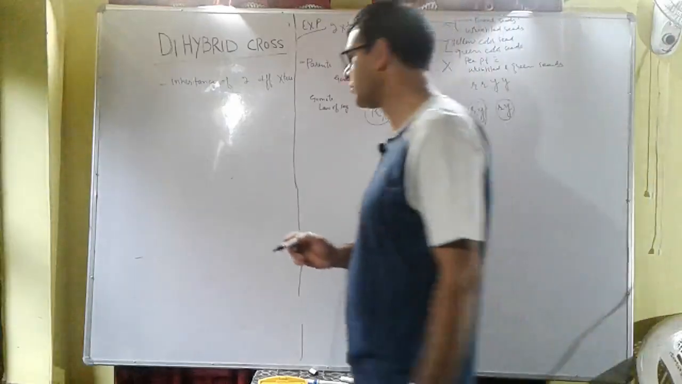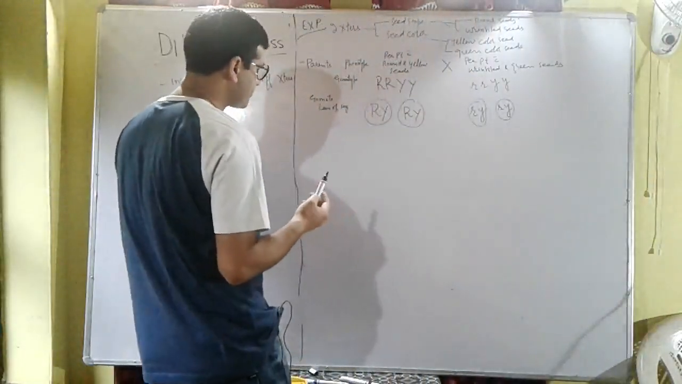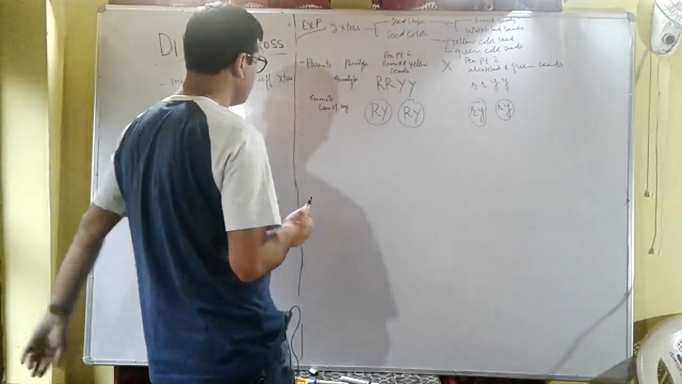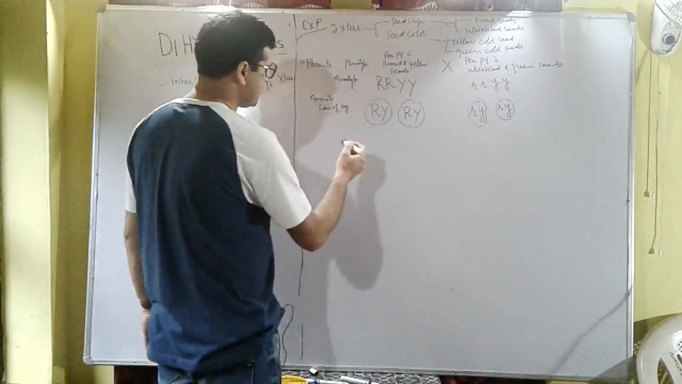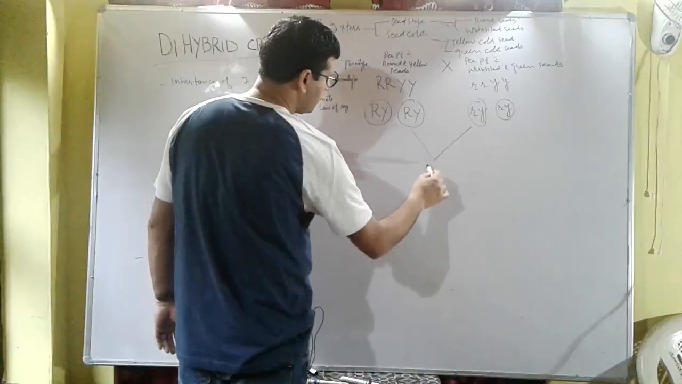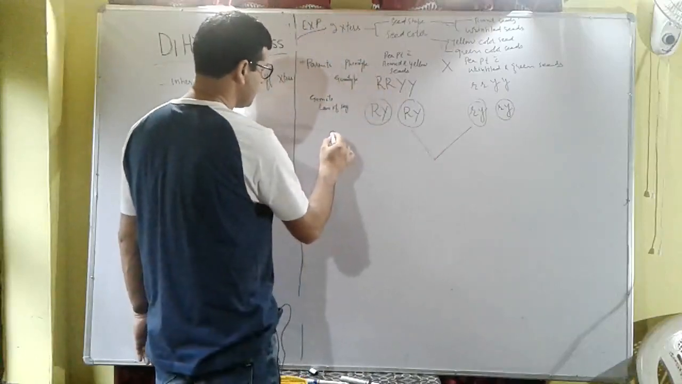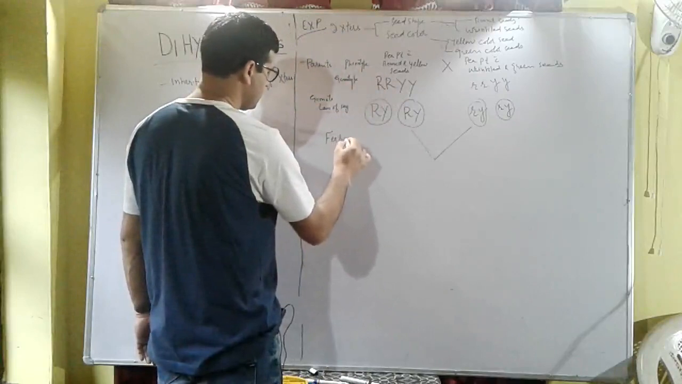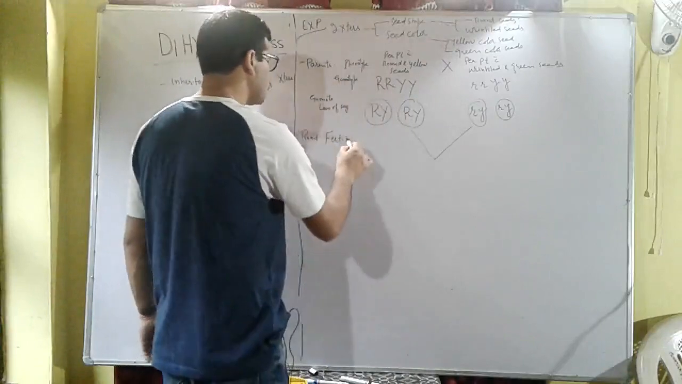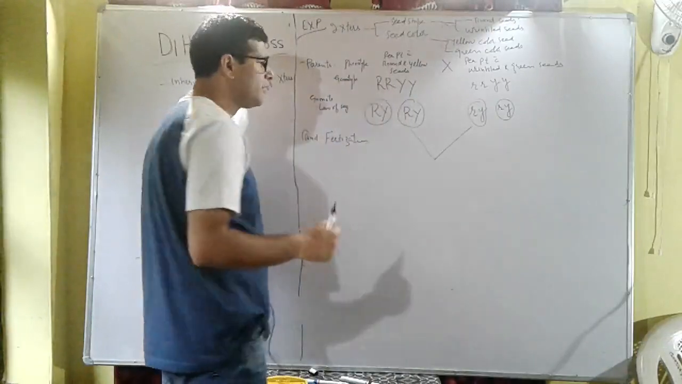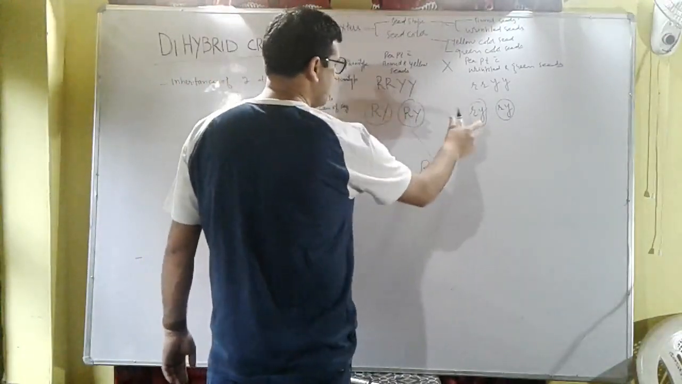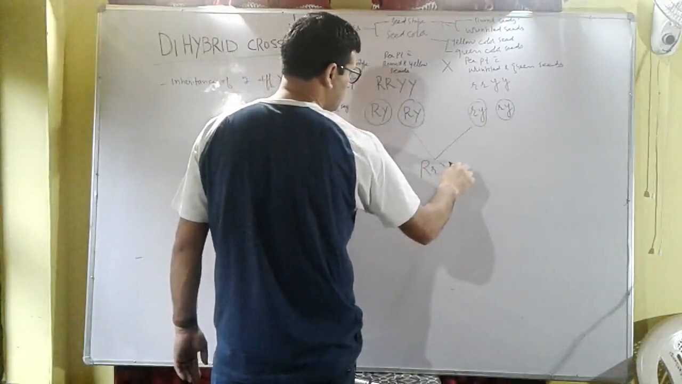Gametes have only one allele for the gene, so gametes are always pure. Then we will make random fertilization to get the F1 generation. This is what is called random fertilization. That means the gametes will fuse with each other, and which gamete will fuse to which gamete is a matter of chance. So we have this combination in the individual: capital R, small r, capital Y, small y.